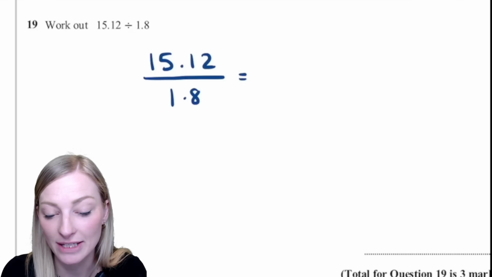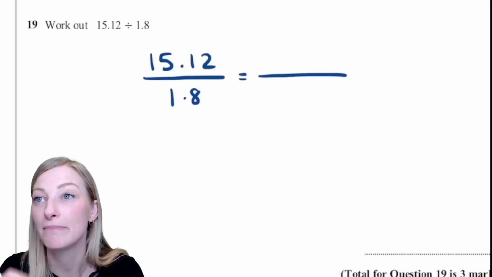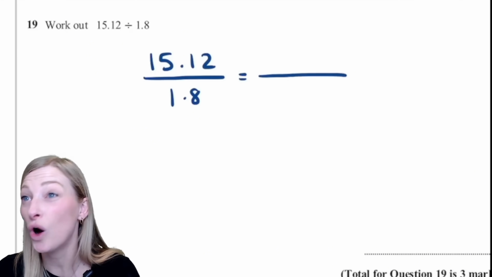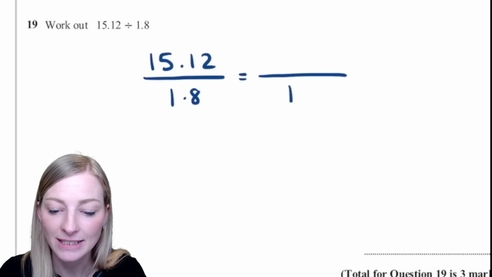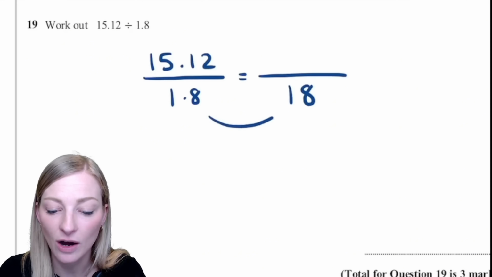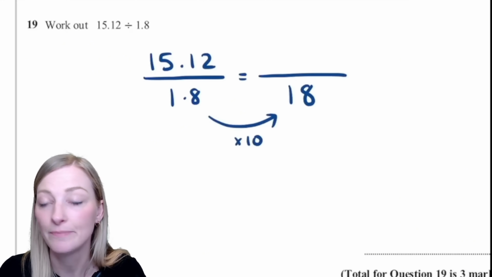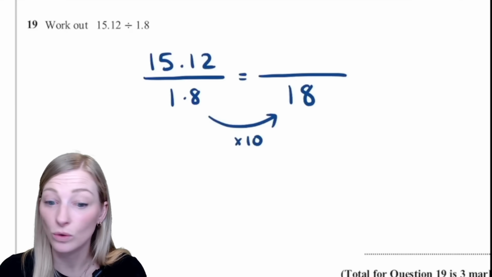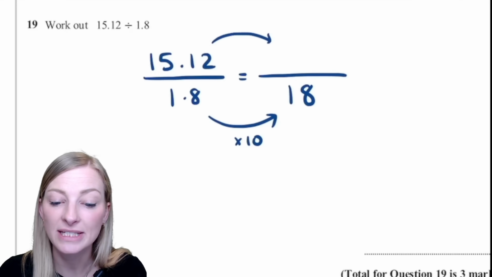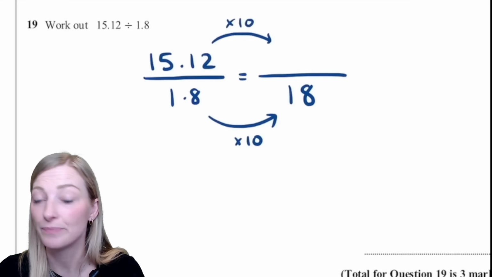That's going to be a much nicer number. If I can make the denominator, if I can make what we're dividing by a whole number, then I'm going to do that. So let's make it 18. Now to do that, I've multiplied the denominator by 10. And we can do that as long as we also multiply the numerator by 10, because that would keep my fraction equivalent.